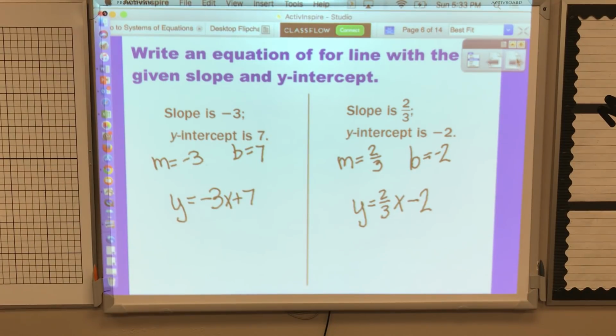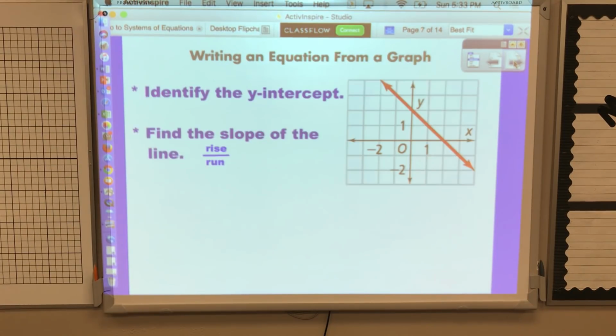The next few, you're going to have to identify what those amounts are. Okay? So when they give you a graph, they're still giving you all the information you need. You just need to identify that y-intercept and find your slope. So remember, a y-intercept is a point on your y-axis, which for us is right here. So it's up 1, 2. The ordered pair 0, 2. So my y-intercept, my b, is 2.